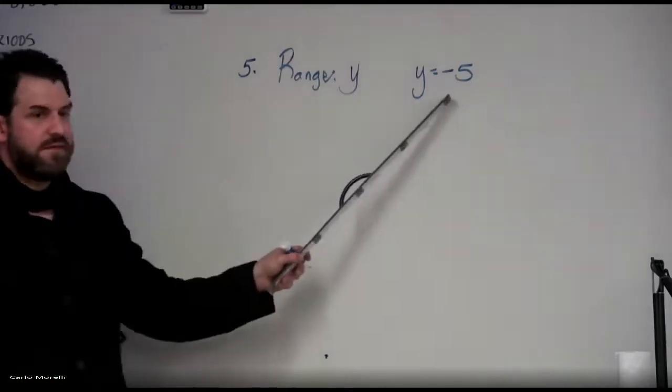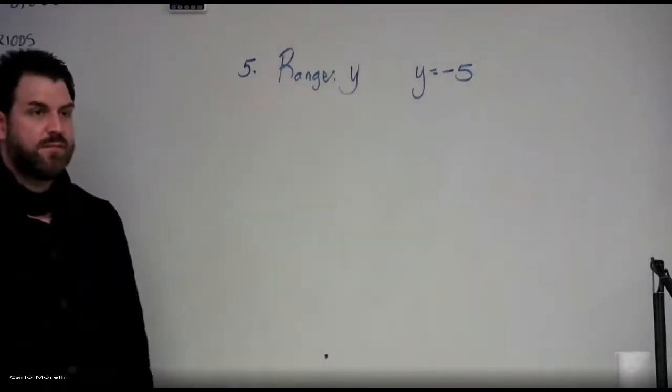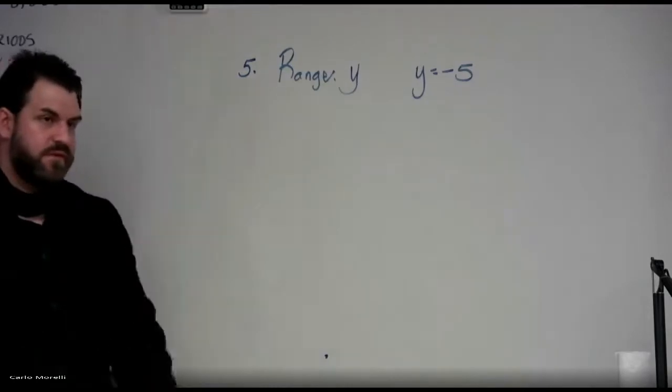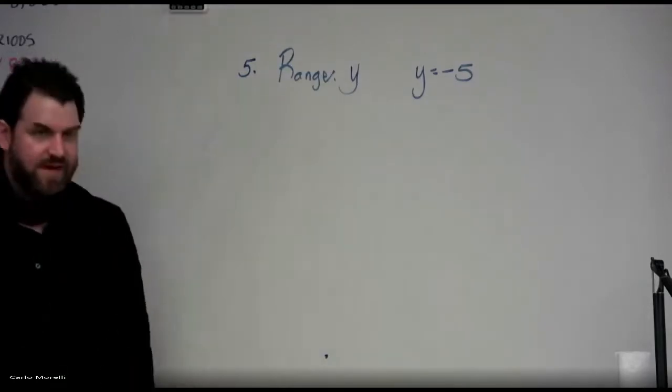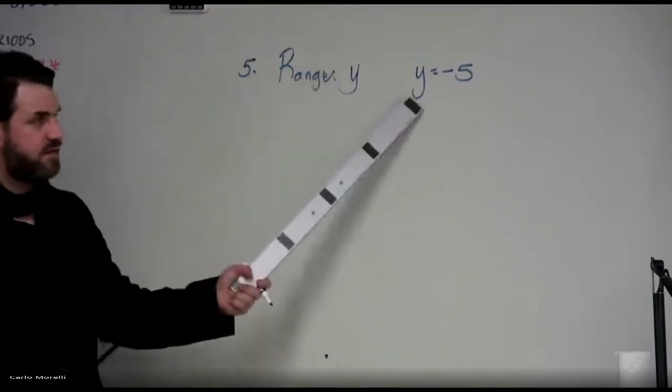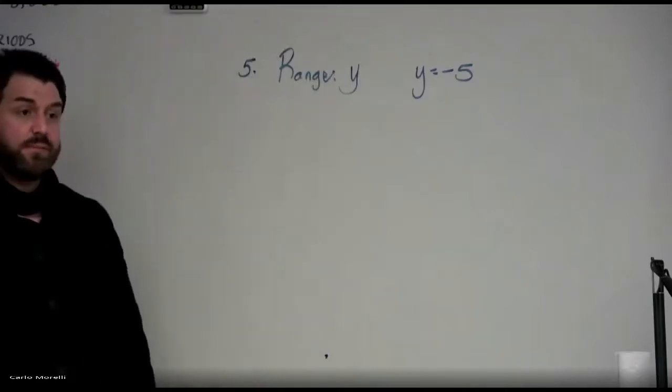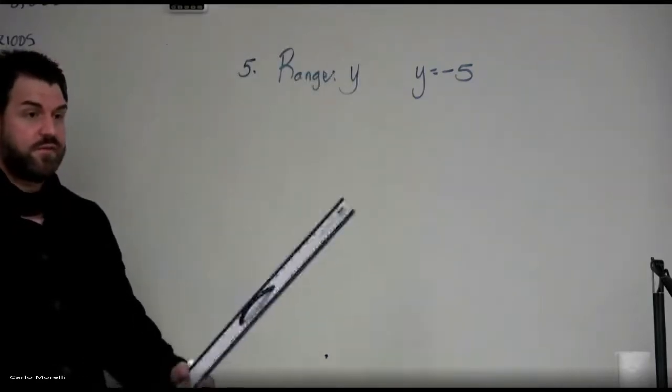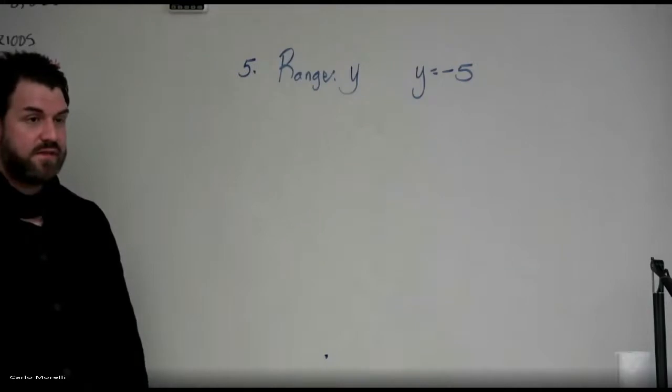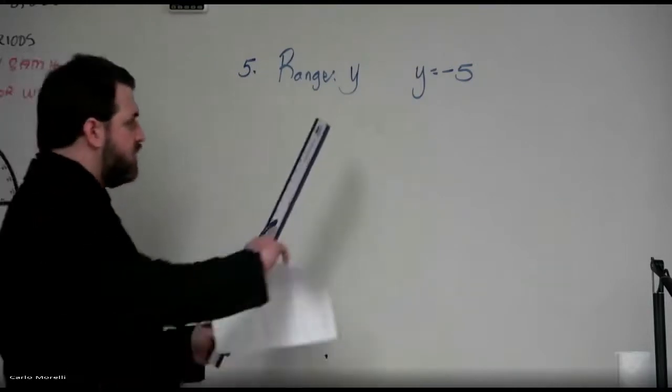Does anyone know what this line looks like? Remember, x equals -5 is a perfectly vertical line going through -5 on the x-axis. What does this line look like? A perfectly horizontal line crossing through -5 on which axis? The y-axis. Very good job, guys.